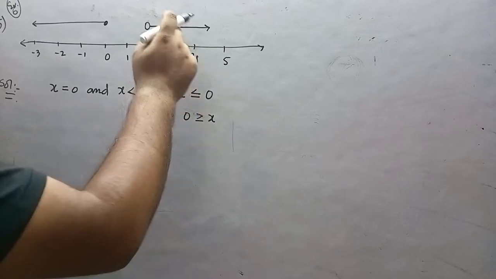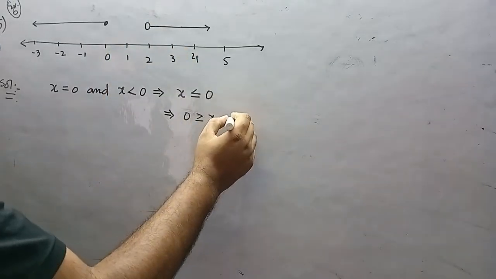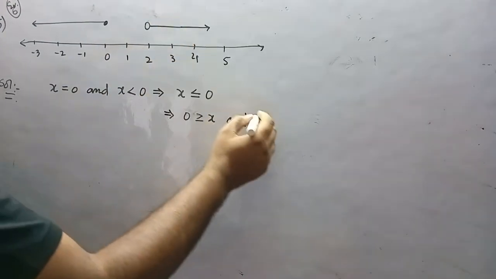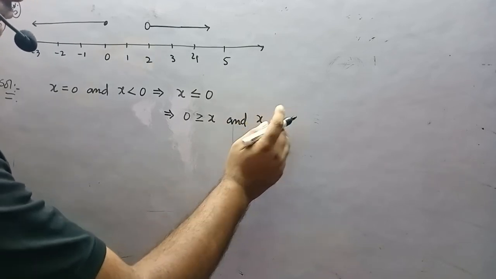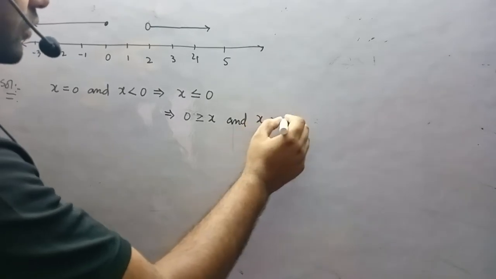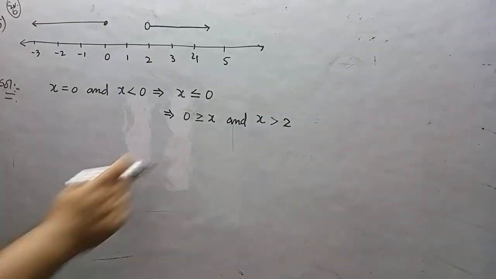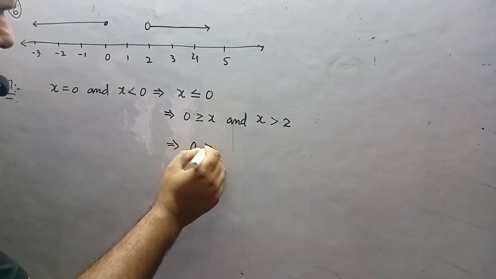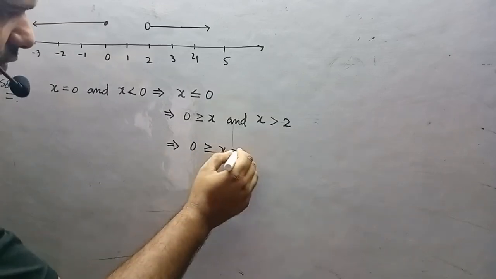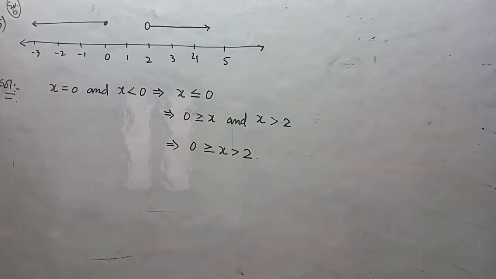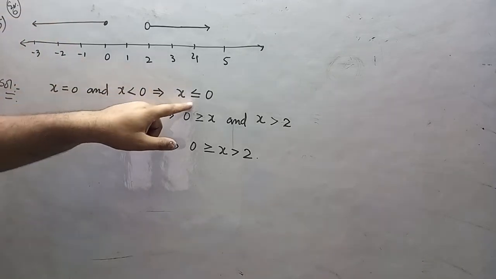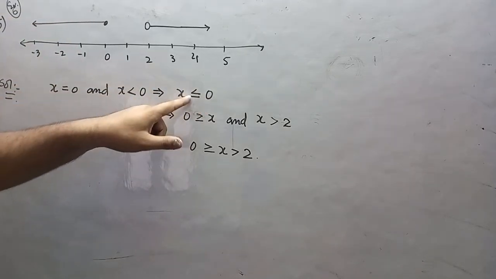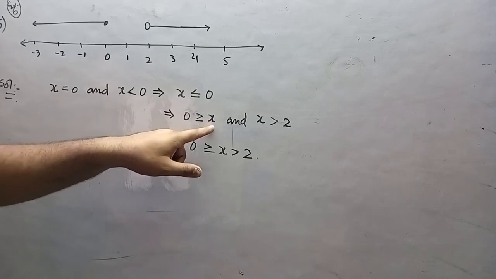Now coming to this second one, I can write and this x is what? X is greater than 2. So combining these two, I can write 0 is greater or equal to x in place of x is greater than 2. This is my answer. Understand it carefully. It's very easy. First you should understand this. X is greater than equal to 0, x is less than 0. So I wrote that x is less or equal to 0. Then I wrote this 0 is greater or equal to x.